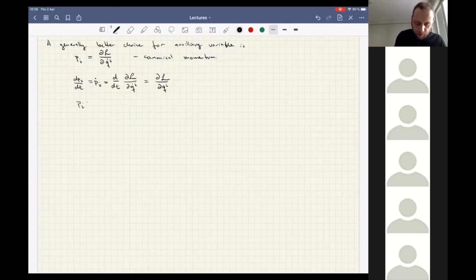So what I have is that p_i is dL/dq dot i, but dL/dq dot i is M_ij q dot j, right? And if I multiply here by the inverse of the inertia tensor, which I'm going to write as M with the indices upstairs, this is going to lead me to q dot k equal to M^kj p_j. So these are my set of two equations of motion.